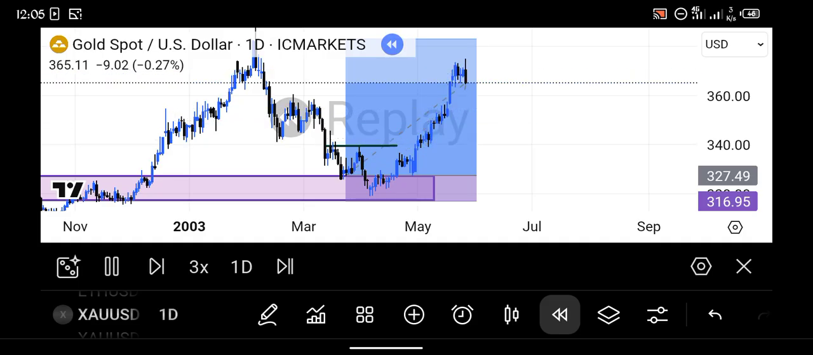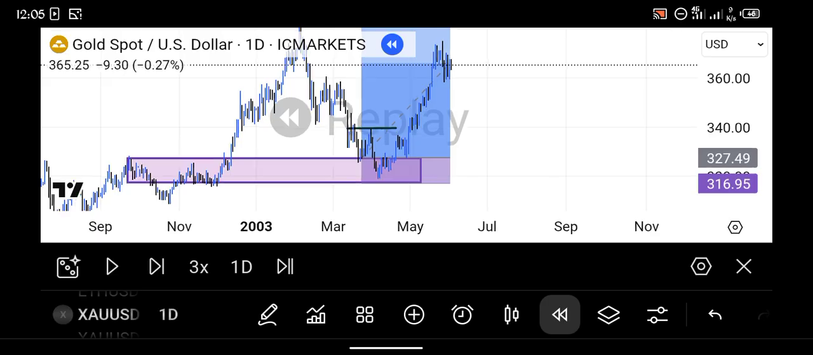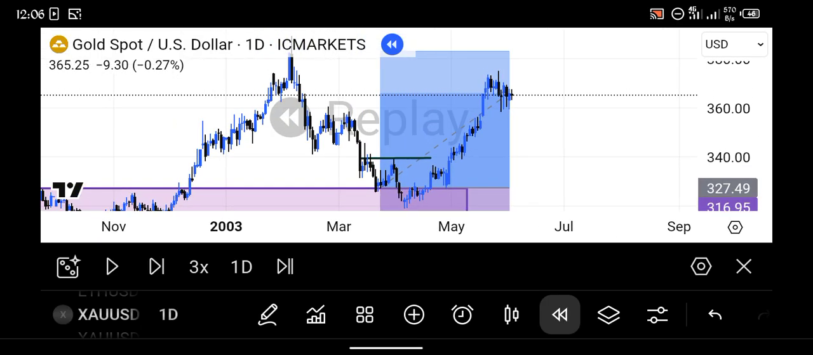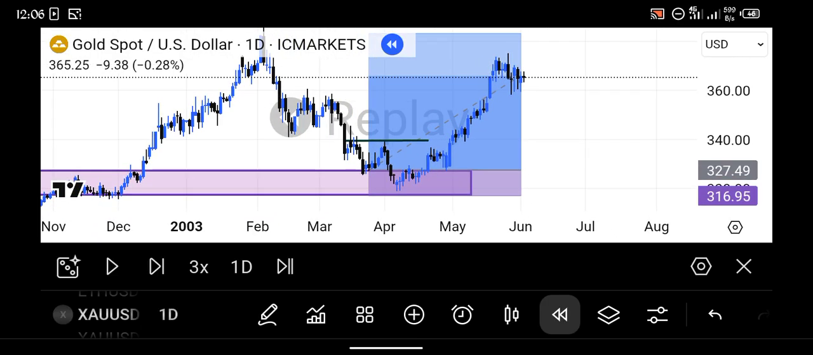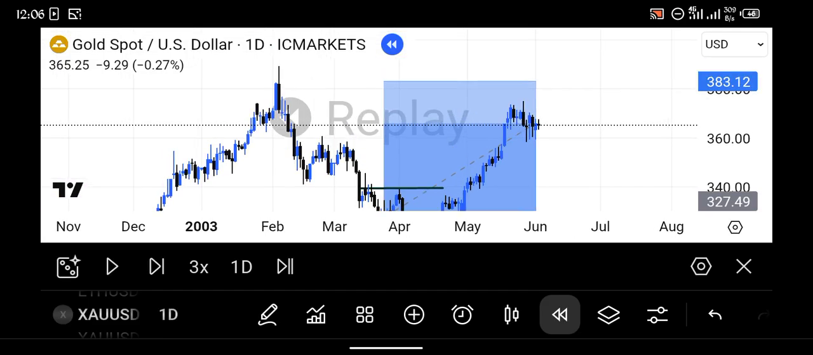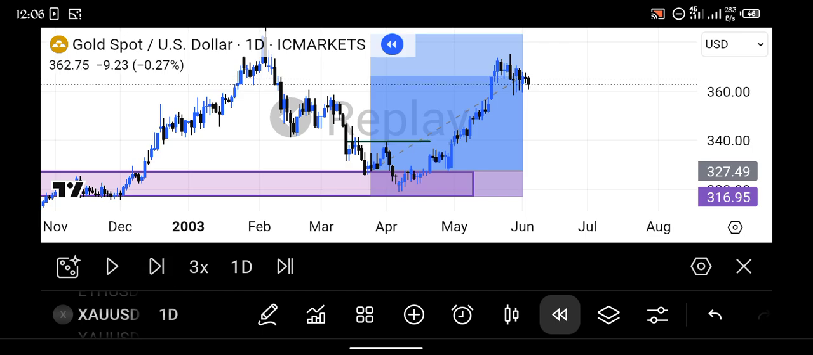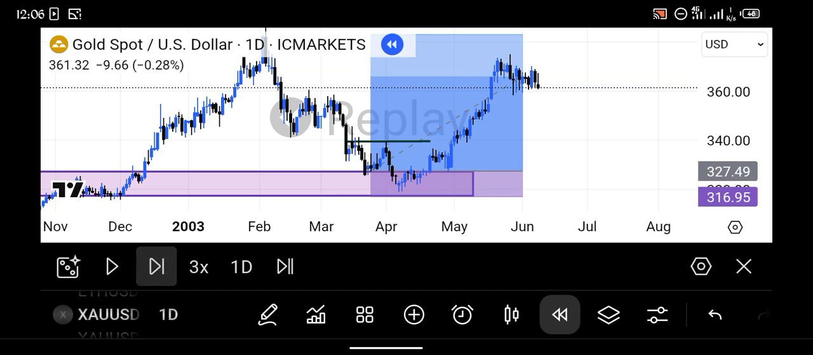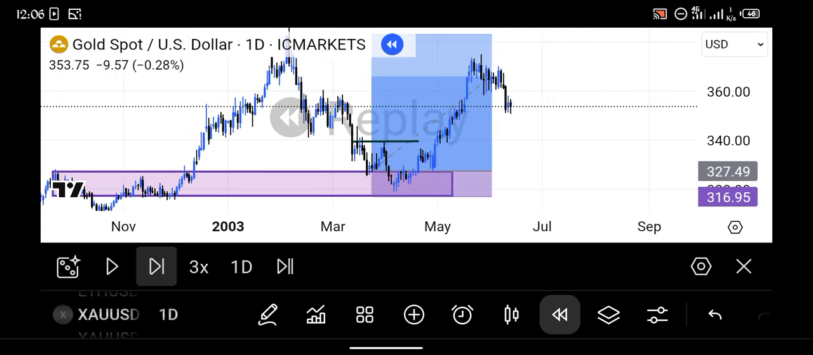Okay, you can see how easy that was. You can see this is a very neat trade. This is just patience. Do you get? So now, even if we play it further again, you can see that it successfully hit our zone.